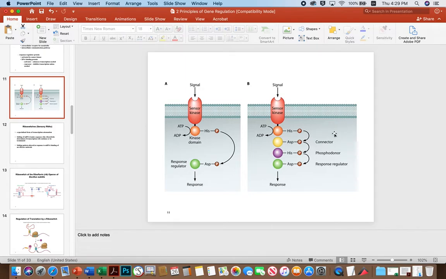Over here, it's a slightly different version, but still the same concept. This is a phosphorelay system with a connector. So we have the sensor kinase, a connector, an additional phosphodonor, and then the actual response regulator. It's the same concept, phosphates moving through different proteins, but there are just two more components.